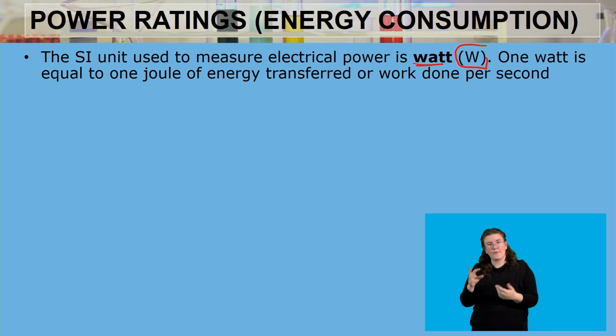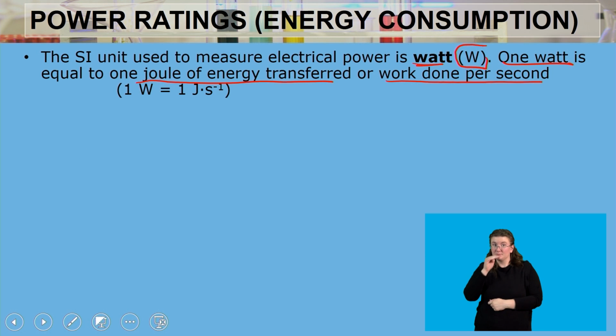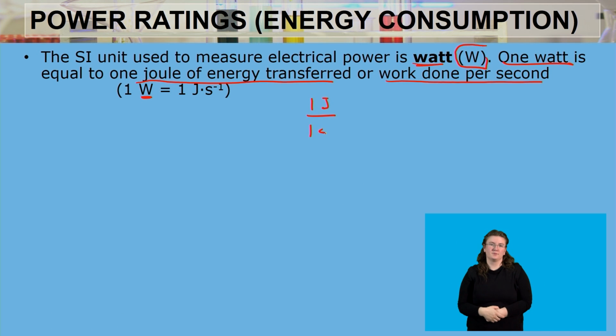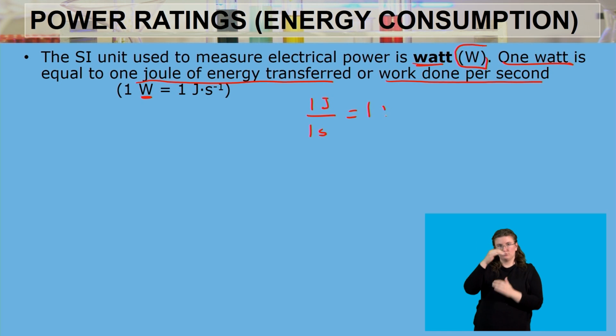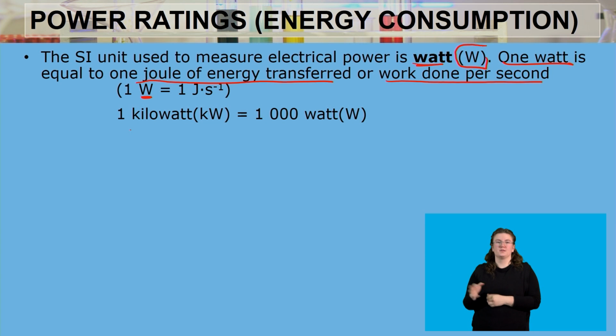So 1 watt is equal to 1 joule of energy transferred, or work done, per second. That simply means 1 watt, which is the capital letter W, is equal to 1 joule per second. In other words, this can be written as 1 joule over 1 second, which is equal to your 1 watt. Which then means that if we have 1 kilowatt, we have 1000 watts. So 1 kilowatt is equal to 1000 watts. And remember, 1 watt is equal to 1 joule per second, or 1 joule over 1 second.